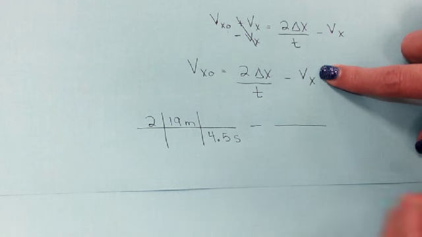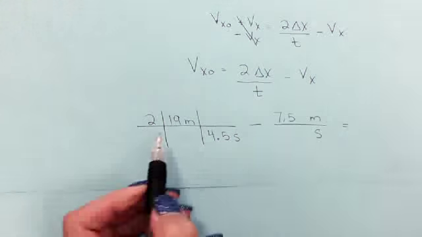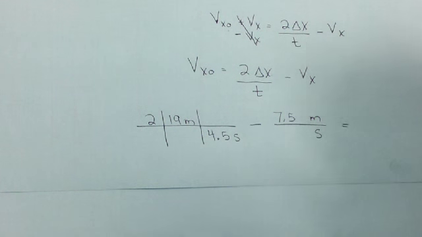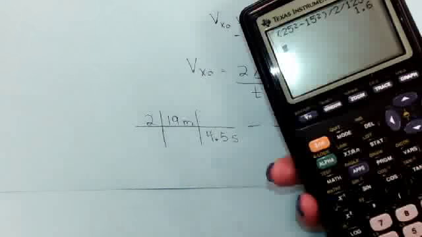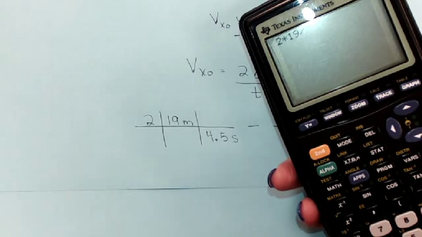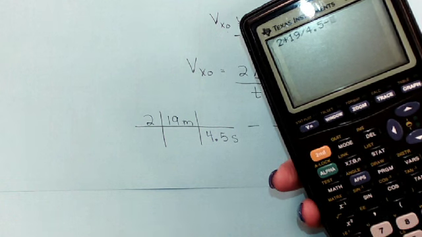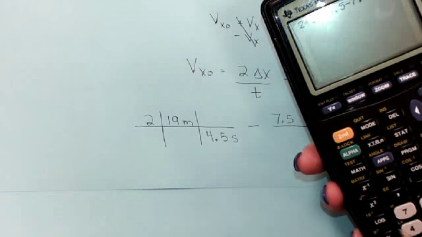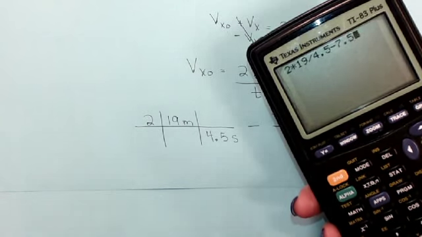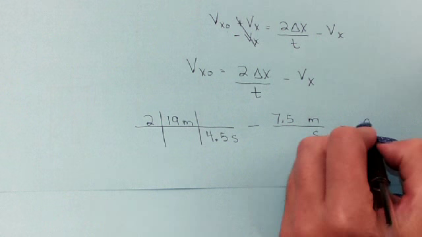Subtracting Vx, 7.5 meters per second. So I'm going to end up with meters per second here and meters per second here. So 2 times 19 divided by 4.5, and then I'm going to subtract 7.5. The calculator does the multiplication and division before the subtraction, in the correct order of operations. So I get 0.944.